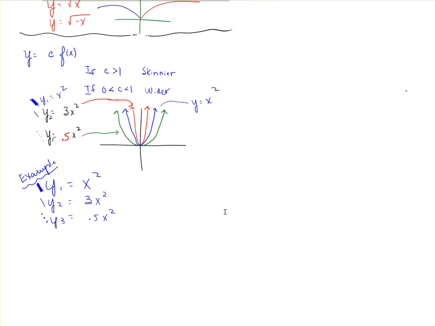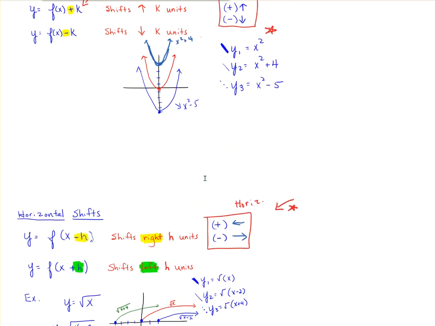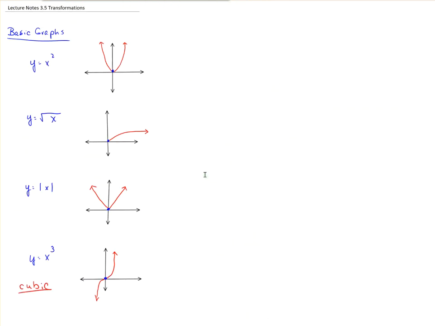The last one we've got is when you have a number in front of f of x. So here's your basic x squared. If you have 3x squared, a number bigger than 1, it's going to make it skinnier. It's going to be narrower. So there's 3x squared. Anything that's a fraction under 1 makes it wider. So here's 0.5x squared. So we'll be looking for those transformations of our basic 4 graphs in the problem set. So let's go look at our problems.